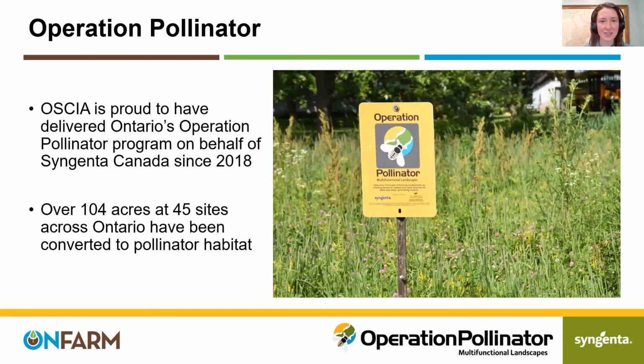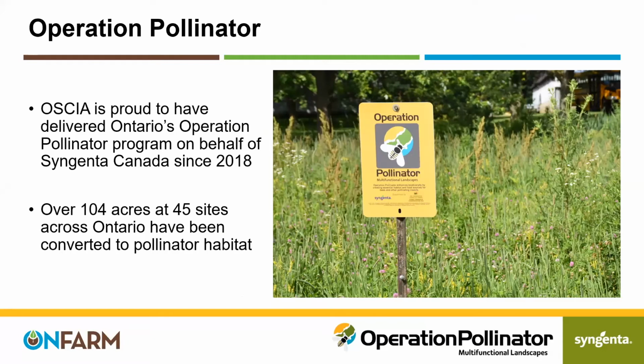But as Erin mentioned, Operation Pollinator is an international biodiversity program that provides participants with the opportunity to redirect land considered to be lower in productivity to the establishment of pollinator-friendly habitats for bees and other insects, offering a practical and meaningful way to increase and improve biodiversity on farm.